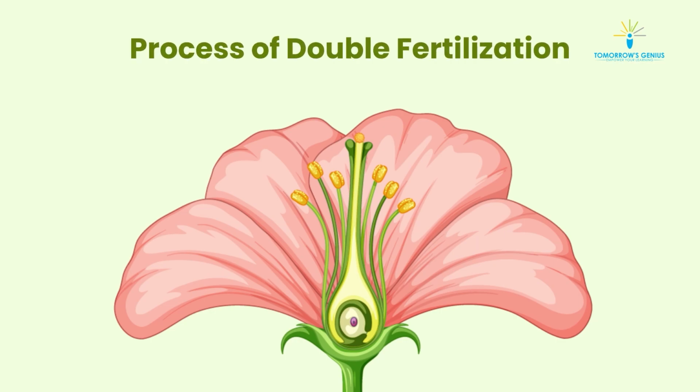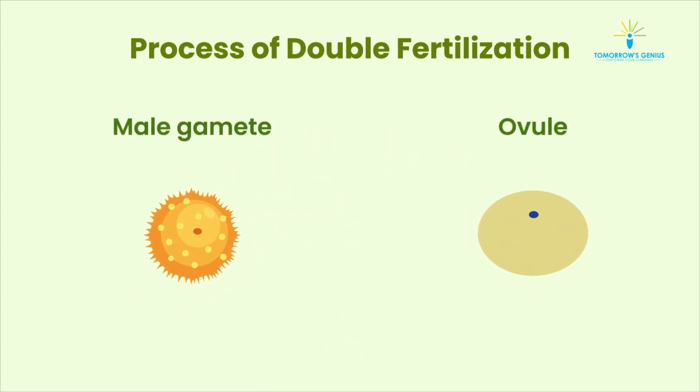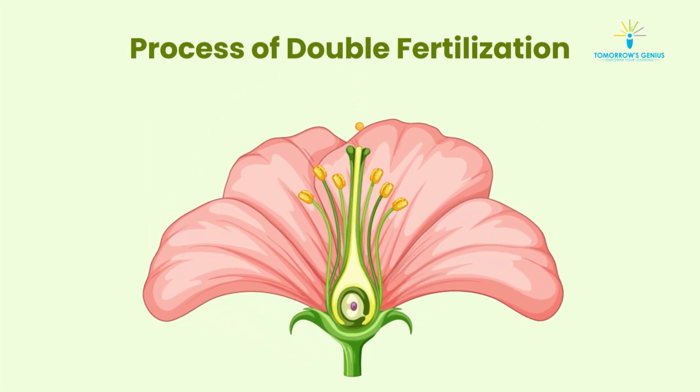With this begins the process of double fertilization. The fertilization in flowering plants is defined as the fusion of a male gamete carried by pollination with a female gamete present in the ovule to form a diploid zygote. For the double fertilization event to occur, the male gametes must land on the stigma.